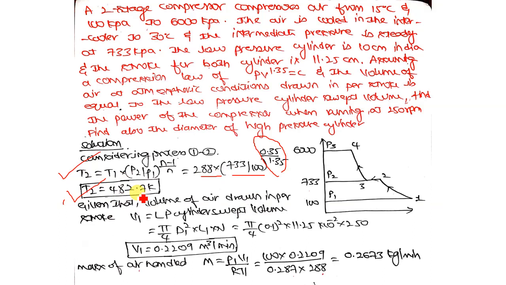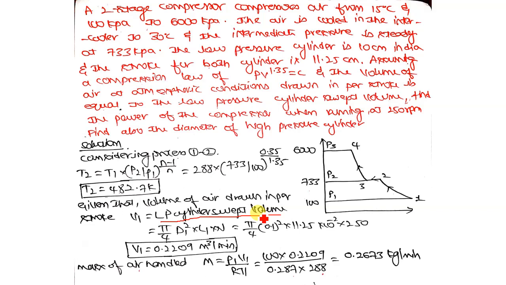Okay, now given that the volume of air drawn, that was an important sentence which I was highlighting previously, given that the volume of air drawn in stroke, that is V1, is equal to how much? It is equal to the LP cylinder swept volume itself. So what is the value of V1? He has given it indirectly as how much? It is the swept volume of the LP cylinder. So inlet volume is equal to the swept volume of the LP cylinder.